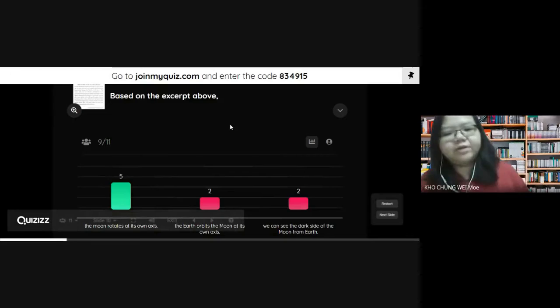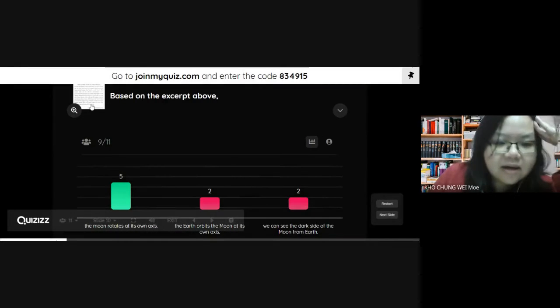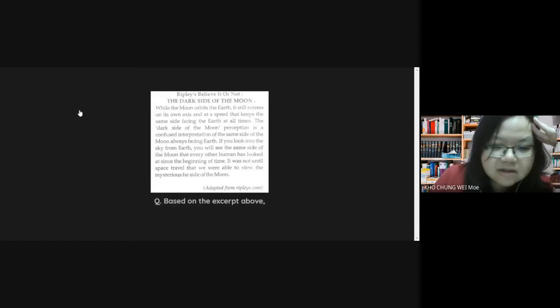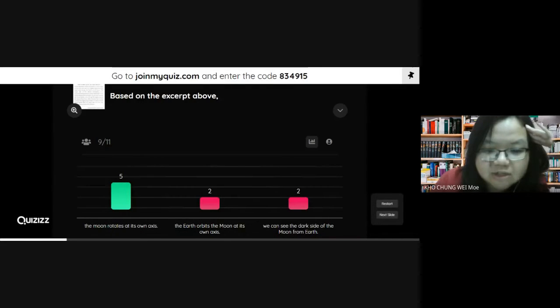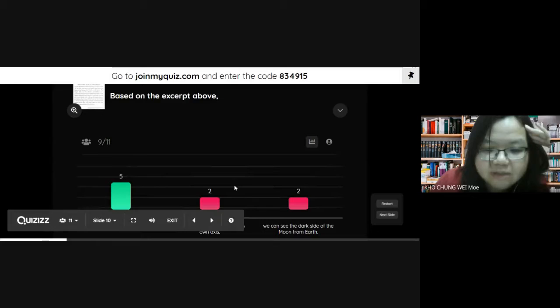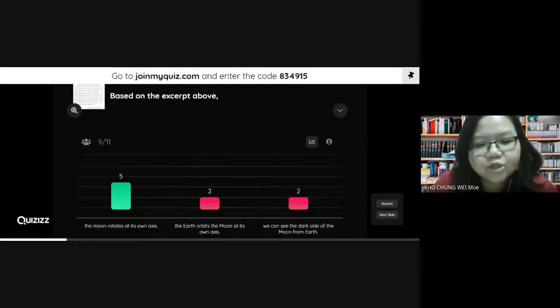Okay, I need to explain this question. Only 5 of you got it correct. Okay, let's see how to explain this. If you see it said, while the moon orbits the earth, it still rotates on its own axis. So it here is referring to the moon. The moon still rotates on its own axis. The moon rotates on its own axis. So therefore, the first answer option is correct. The Earth orbits the moon at its own axis. It's wrong because it should be the other way around.